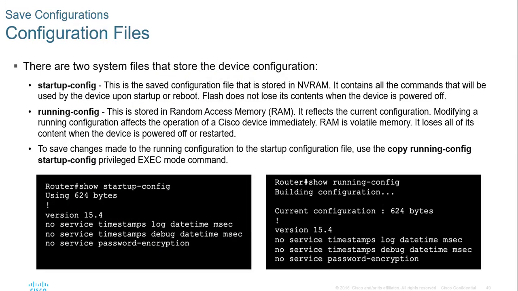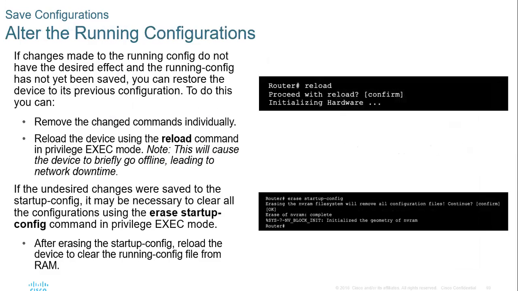Running configuration. This is stored in RAM, random access memory. It reflects the current configuration. Modifying a running configuration affects the operation of a Cisco device immediately. RAM is volatile memory, so it loses all its content when the device is powered off or restarted. After the running configuration, save the configuration. How to save on the router? How are we saving?